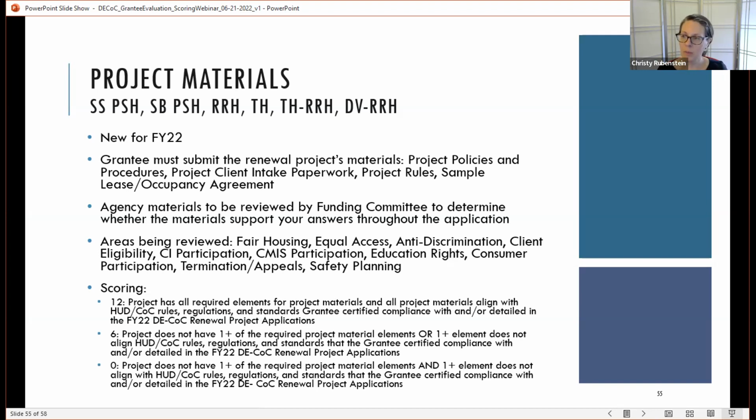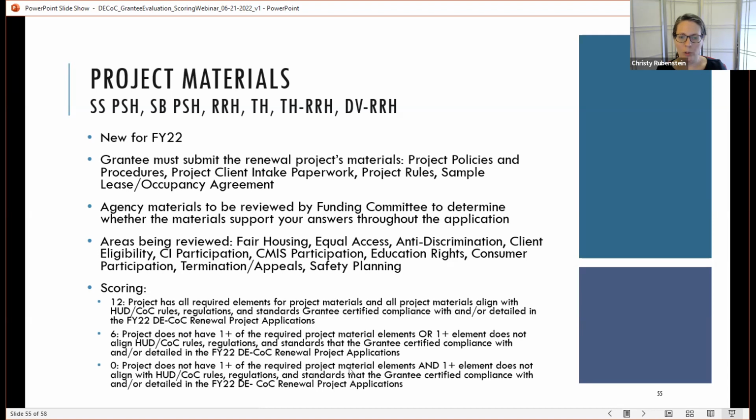So just keep that in mind in terms of what you are submitting, the materials you submit. You might want to go through all of those documents and make sure that you are in fact in compliance and alignment. So the way this will be scored is that if everything is in alignment, you have all the required elements, full points. If there is something that is out of alignment in terms of the required project material elements or does not align with HUD's rules, right? You don't have one of the required materials or you're not in alignment on one of them, either or, you can get half points, but you won't get the full points.